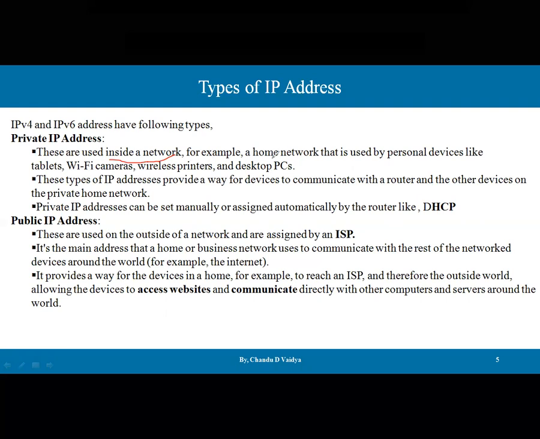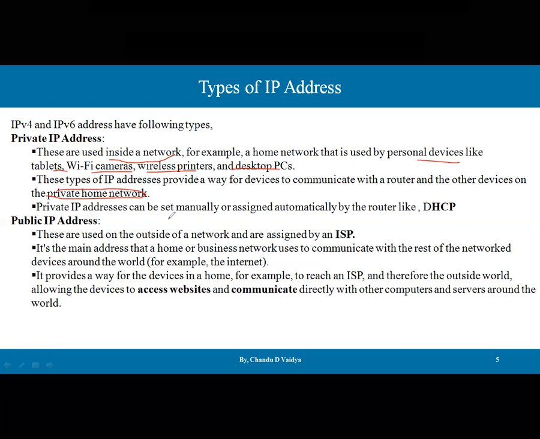For example, a home network is used by personal devices like tablets, Wi-Fi, wireless printers, and desktop PCs. This type of IP address provides a way for devices to communicate with the routers and the other devices on the private home network. This is the concept. Whatever address is assigned within that self-contained network is going to be a private address.